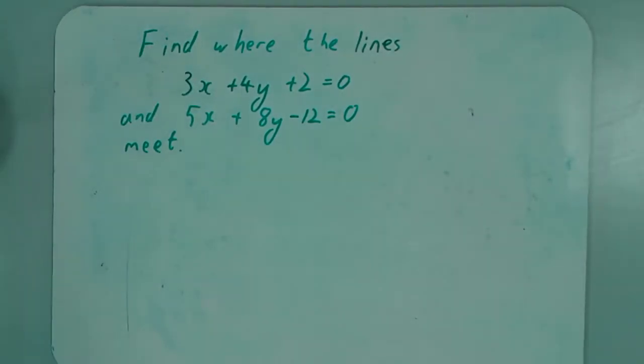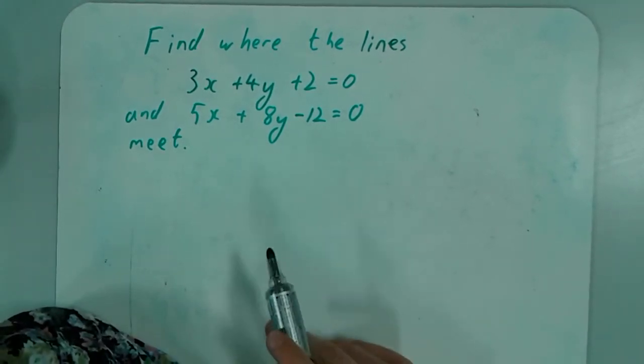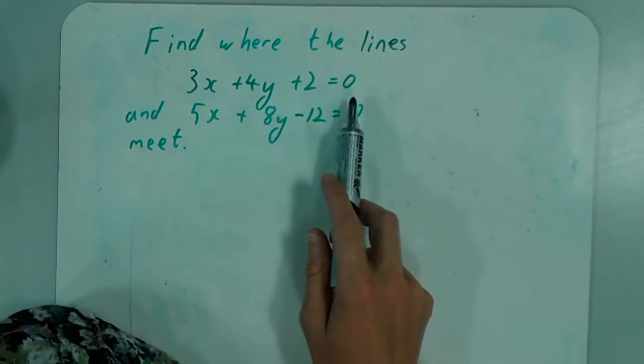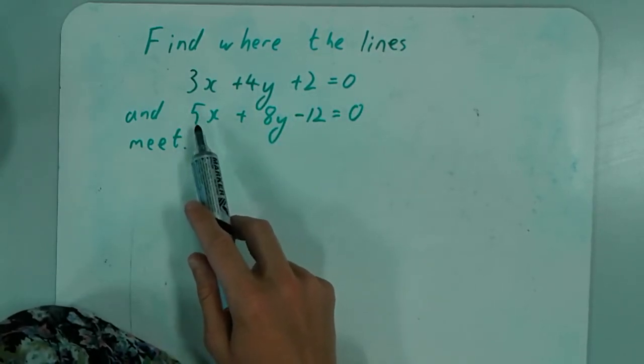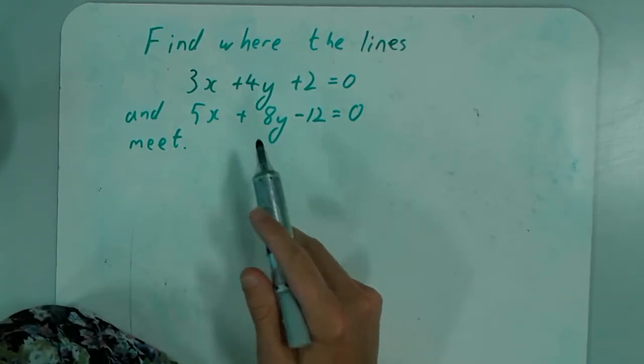A quick video explaining how to find where two lines meet. This same technique can be applied to find where any two curves meet as well. So we've been asked to find where the lines 3x plus 4y plus 2 equals 0 and the line 5x plus 8y minus 12 equals 0 meet.